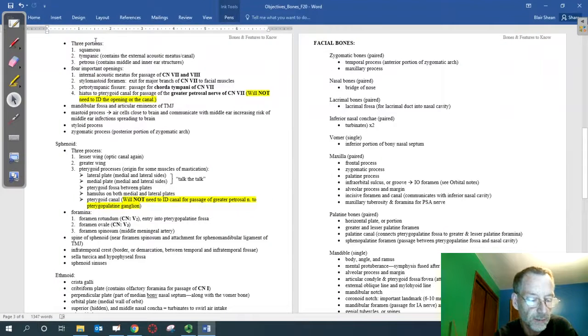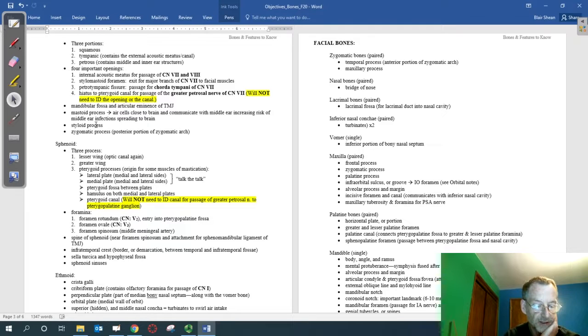3 portions of the temporal bone, the 4 important openings. This is a good review. And we've talked about the mandibular fossa, mastoid process, middle ear infections, styloid process, etc., etc. So you should go back and review that. The slides that we're going through are an attempt to illustrate and explain what you're looking at here on these sheets, these 6 pages of objectives.